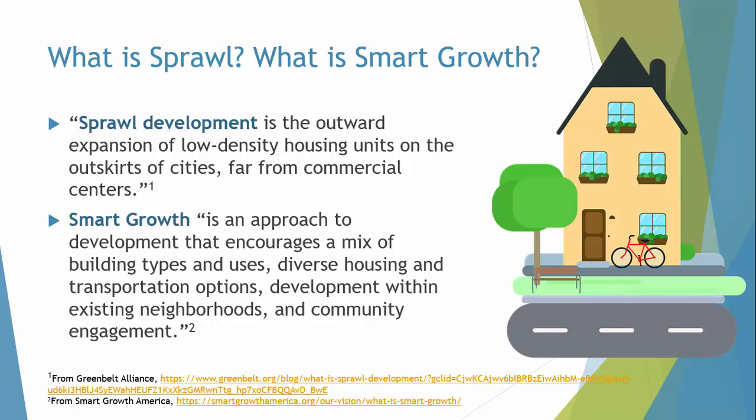Smart growth, on the opposite end, is the approach to development that encourages a mix of building types and uses. So that would explain mixing houses with places of work with places to shop. And the diverse housing and transportation options. So can you bike, can you walk, can you go on mass transportation, and also can you drive? And then development within existing neighborhoods.